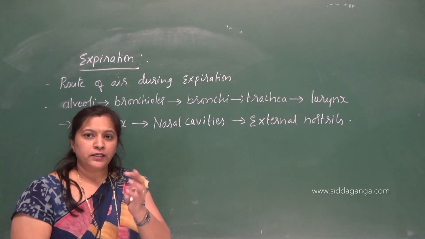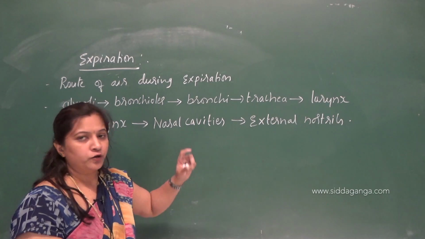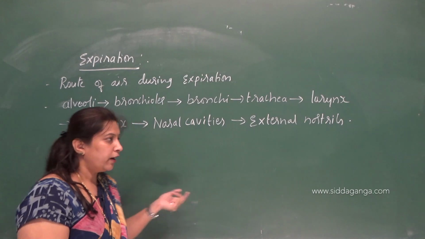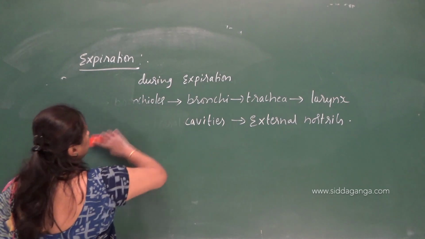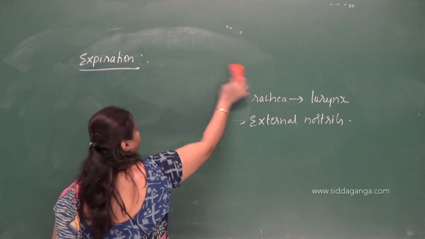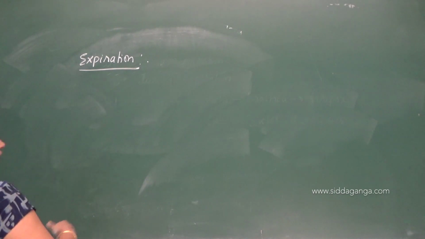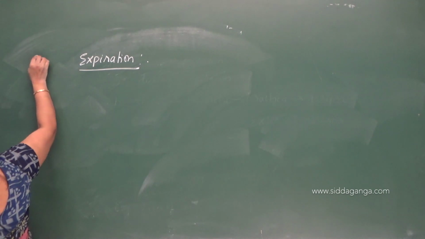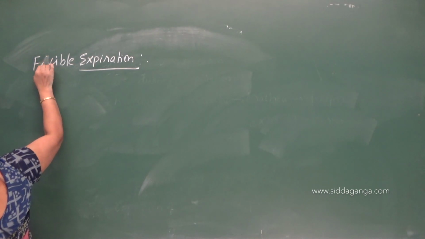The mechanism of breathing is very important for the board exam. If they ask you to write the mechanism of breathing, you have to explain in detail about inspiration as well as expiration. Now, sometimes during coughing and sneezing we expire forcefully, and even during yoga abhyas we can increase the strength of our expiration. That is forcible expiration.